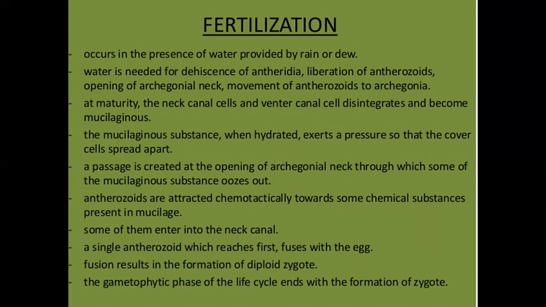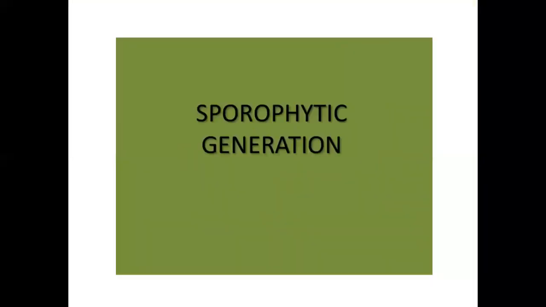Antherozoids are attracted chemotactically towards some chemical substances present in the mucilage. Some of them enter into the neck canal. The single antherozoid which reaches first fuses with the egg. Fusion results in the formation of a diploid zygote. The gametophytic phase of the life cycle ends with the formation of the zygote. Sporophytic generation.